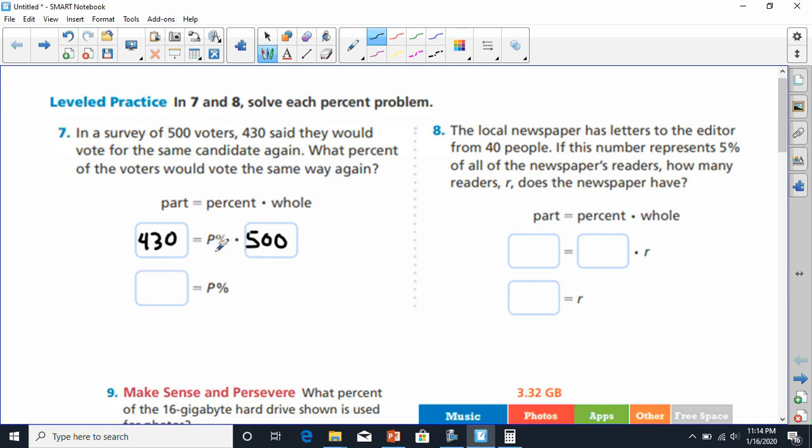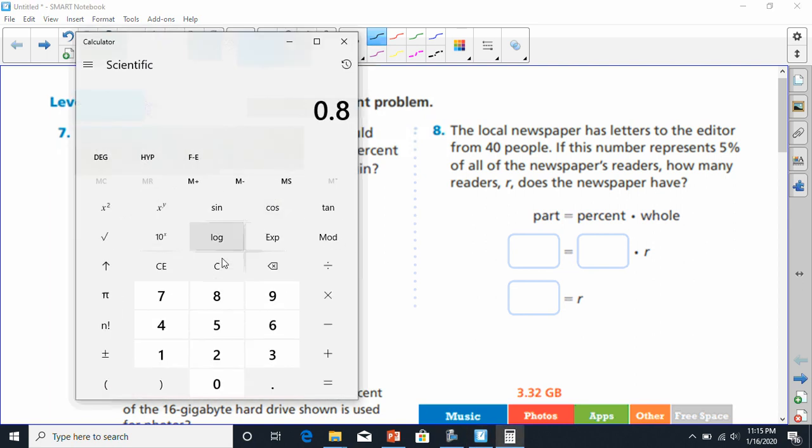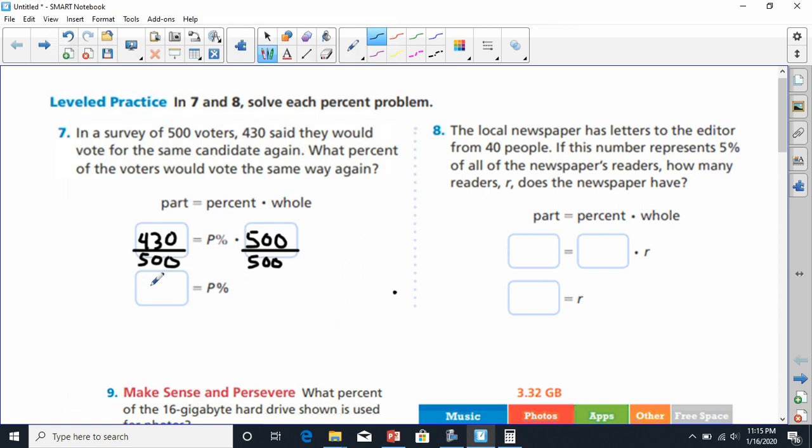Well, when we want to isolate the variable, we have to take the number that's being multiplied to it and divide it away. Whatever I divide from one side, I divide from the other side. Now I have to find out what 430 divided by 500 is. Well, 430 divided by 500 equals 0.86. So I'm thinking this is 86%.